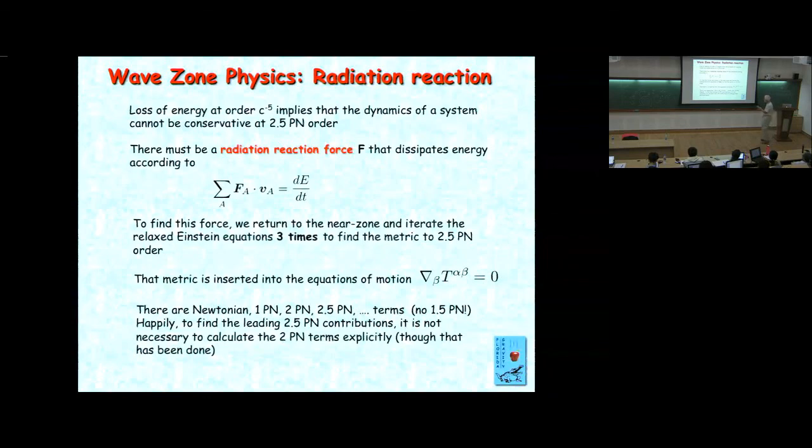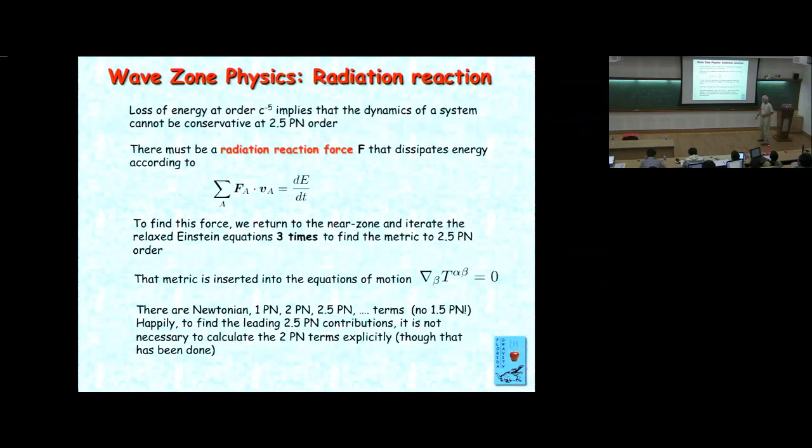And then in these equations, say the hydrodynamic equations, there are Newtonian, 1 PN, 2 PN, 2.5 PN, etc. terms. Notice there's never a 1.5 PN term. We argue that that term never appears. First odd or half-order term appears at 2.5.